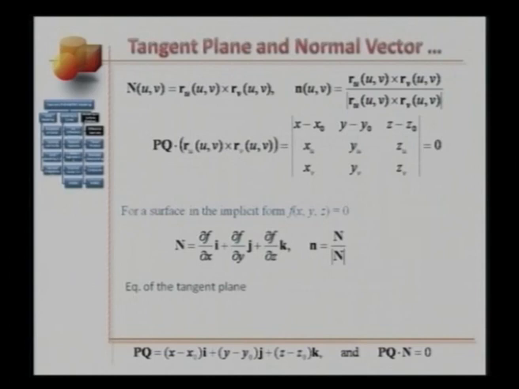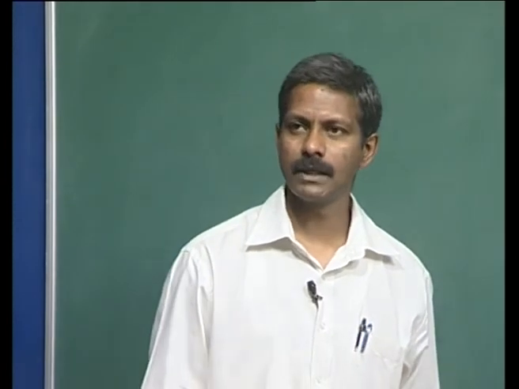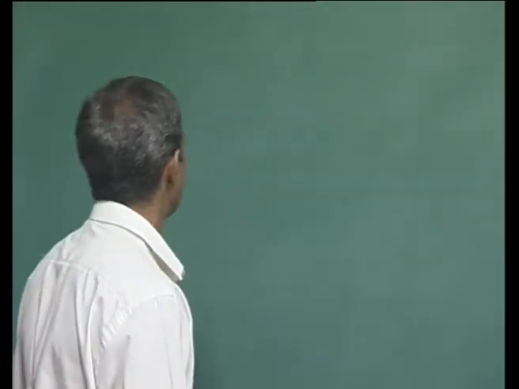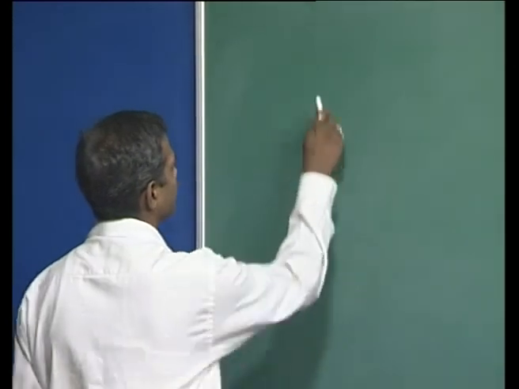For this case, the equation of the tangent plane will be given by the dot product between PQ and the gradient. That is, x minus x0 times partial f over partial x plus y minus y0 times partial f over partial y plus z minus z0 times partial f over partial z equals 0. Let's work an example on the board for the case of a spherical patch.